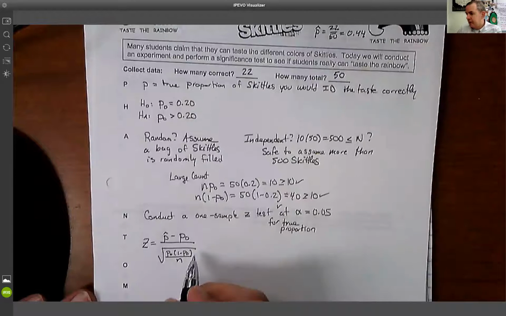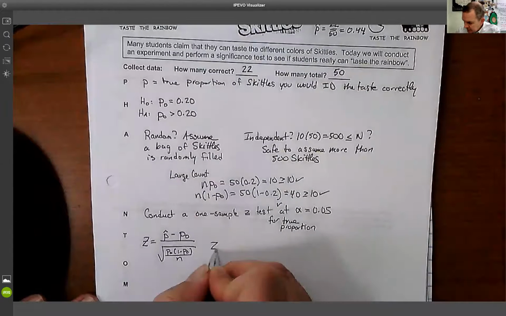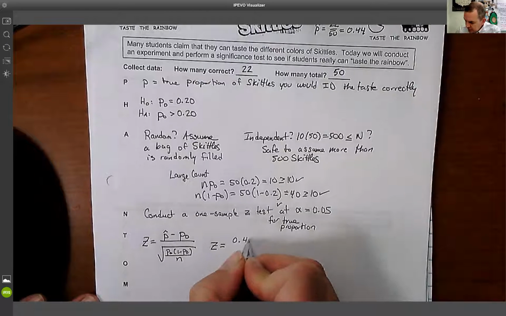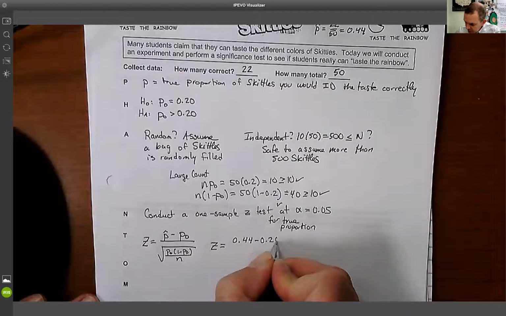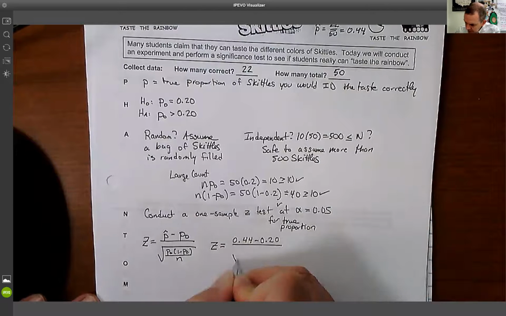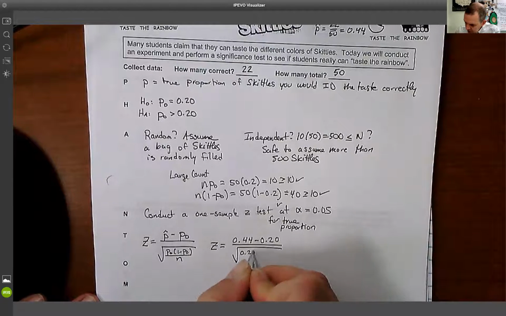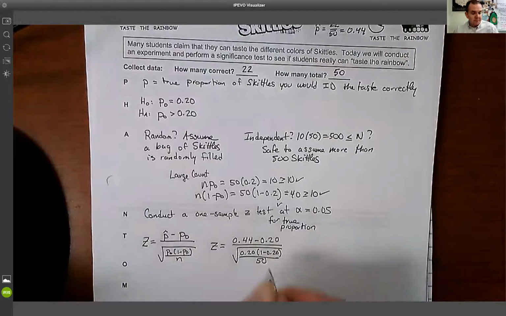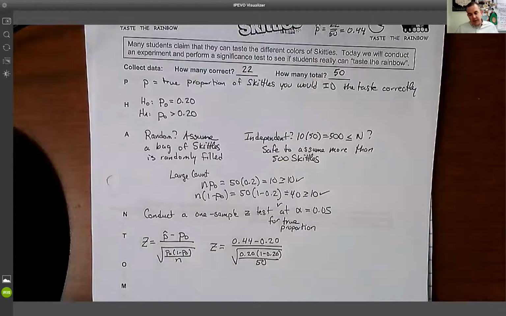And really what I want to see is this with the numbers plugged in. What College Board wants to see is 0.44 minus 0.20, over the square root of 0.20 times 1 minus 0.20, over 50. And then we're going to grab a calculator and do the test in the calculator. That's going to give us our test statistic and our p-value.